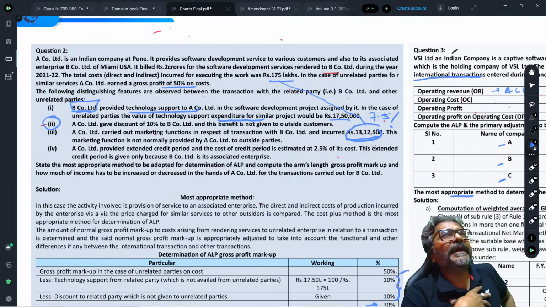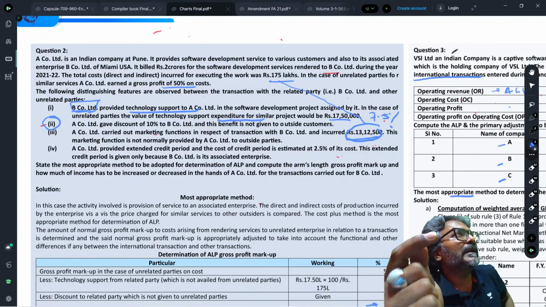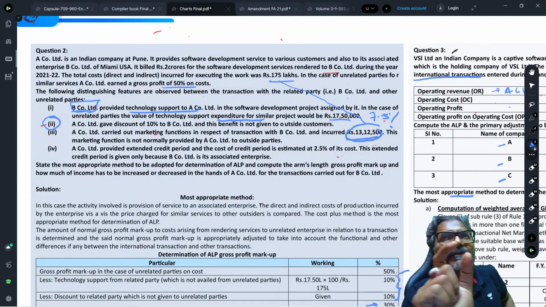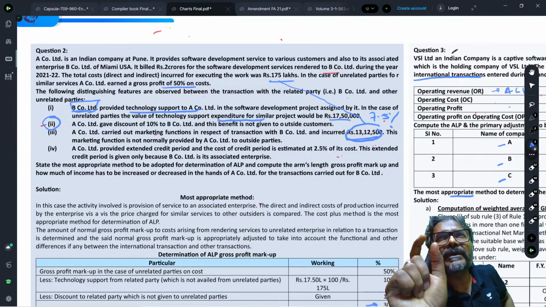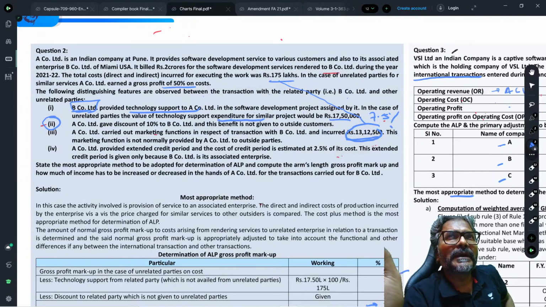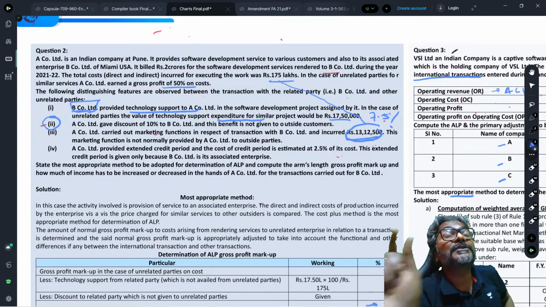In the case of A transaction, the technology support is given. In the case of the associated enterprise transaction, in the case of the international transaction, the technology support is given. If the technology support is given, you have to tell me whether in that particular case this will result into the reduction in the price or not. If the technology support has been given, then whether it will result into the reduction of the margin or not.